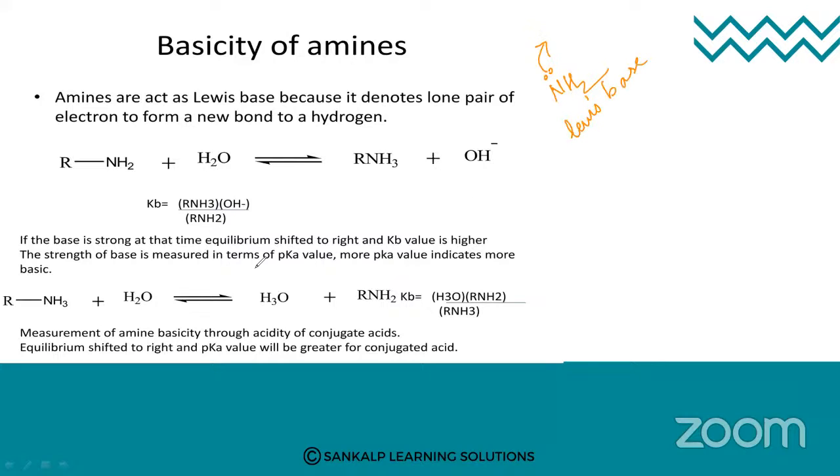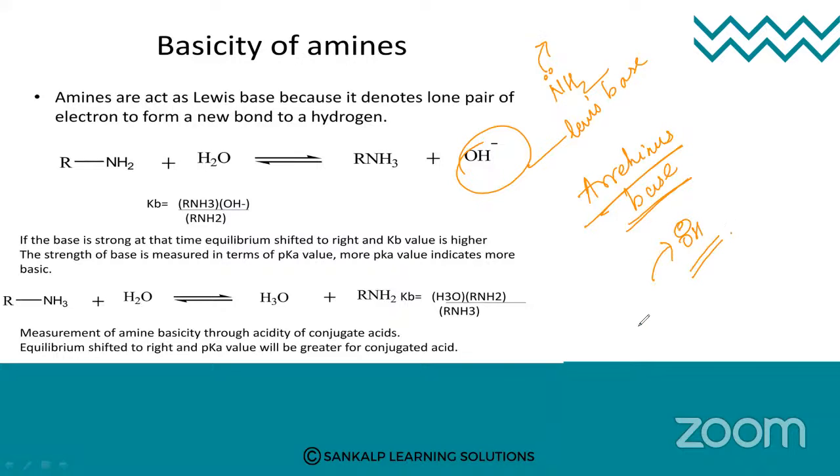Now this Lewis base, when we dissolve it in water, will produce OH minus ions. This is called an Arrhenius base, so they also act as an Arrhenius base. We have studied this Arrhenius concept in the ionic equilibrium chapter in your first year. An Arrhenius base has the tendency to give OH minus ions.